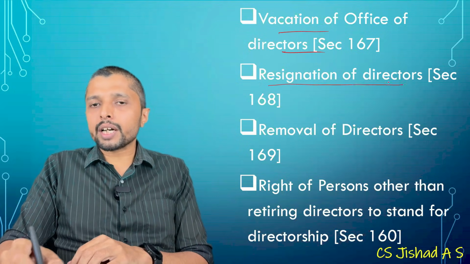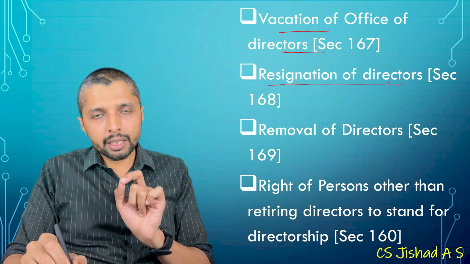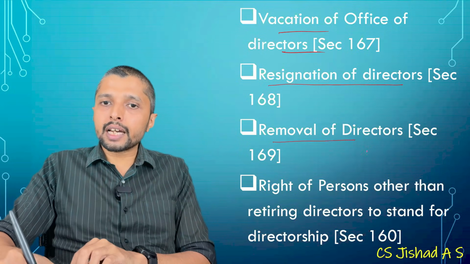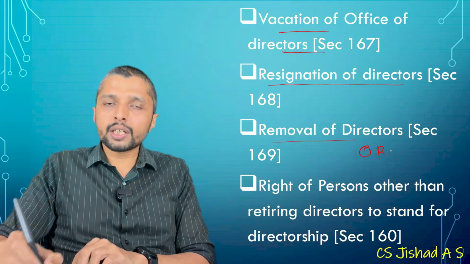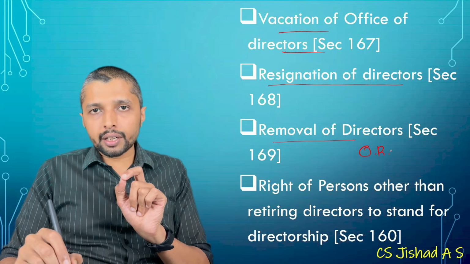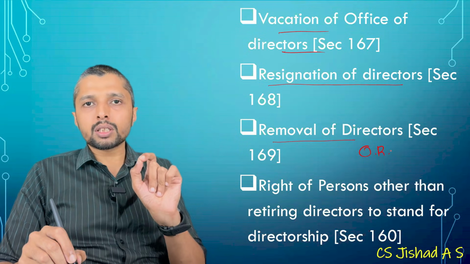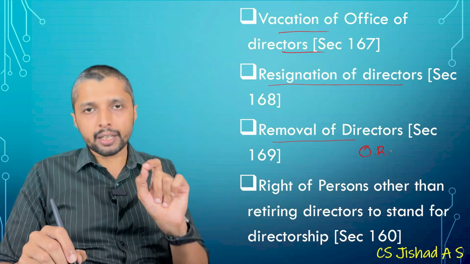Then resignation of directors. Directors can resign by intimating the company in writing. Then removal of directors. Directors can be removed by passing an ordinary resolution. So before the ordinary resolution under Section 115, a special notice has to be filed with the company.